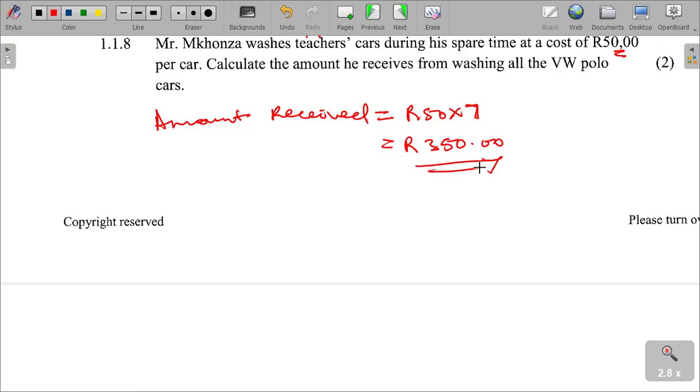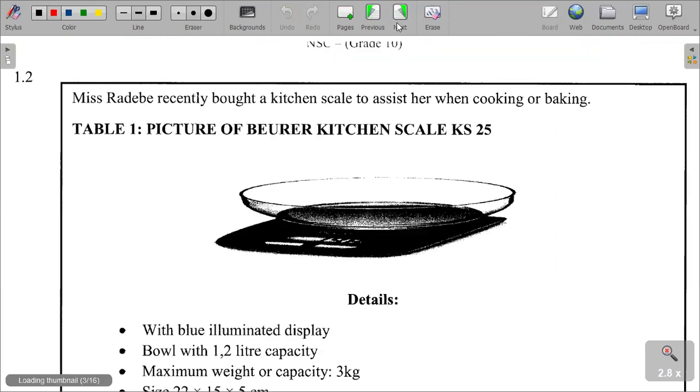Amount received on washing all the polo cars is 50 times 7. And then you get your 350 there as the answer on that question. We can just go to the next question.